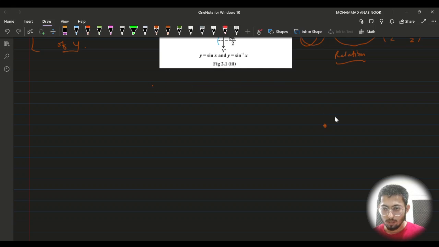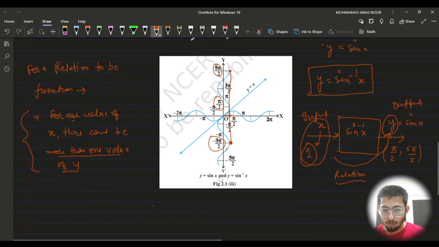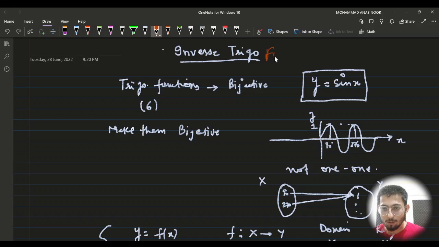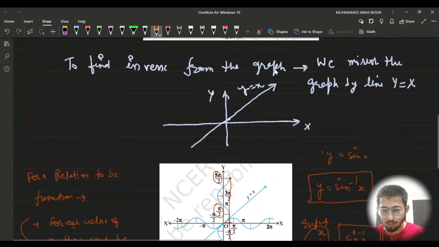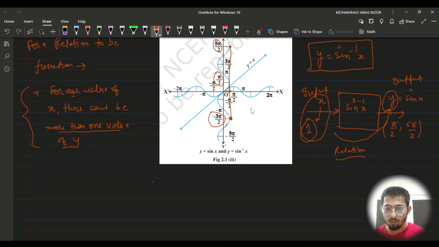So that's what we are discussing here: if you just take the inverse of the sine function, you get a graph like this, which is not a function. Because we are studying the chapter on inverse trigonometric functions, in order to make these inverse functions, we will restrict the domain and range of these functions so that they become bijective.